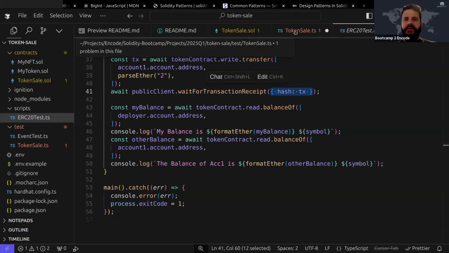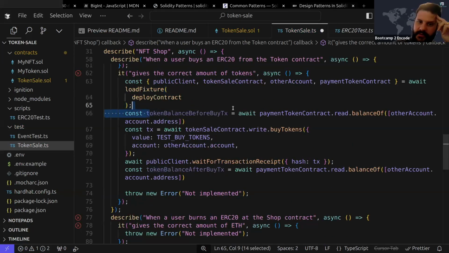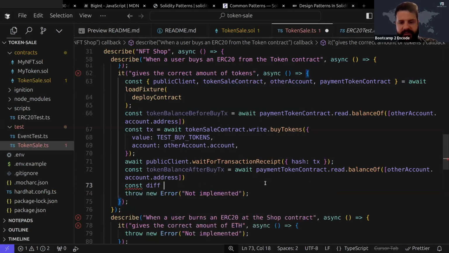So this is not that needed on unit tests. It would work without it, but whenever you are doing things in public testnets or things that have latency, it is important to wait for transactions before doing things, because it's not because you have sent a transaction that it is automatically included in the blockchain. It might take a little while. So I have this token balance before I buy, and this token balance after I buy. I'm going to have a difference. So const difference equals the token balance after minus the token balance before.